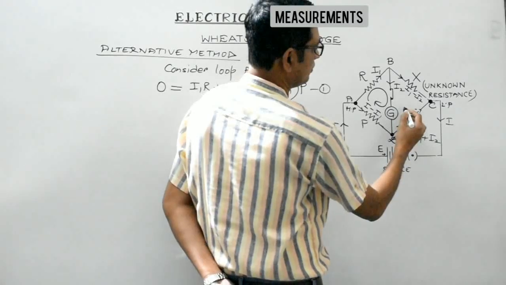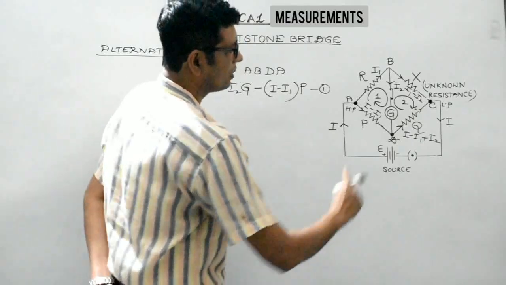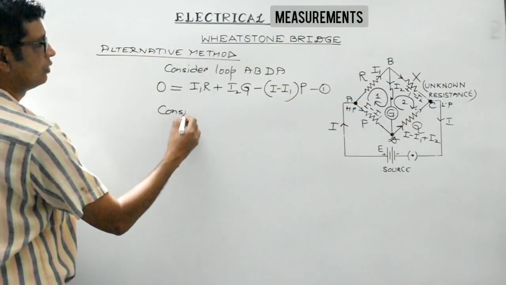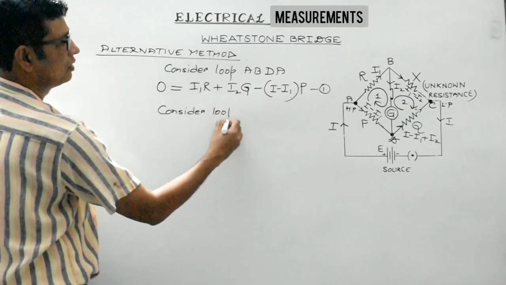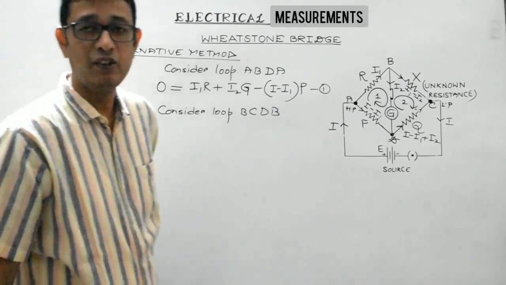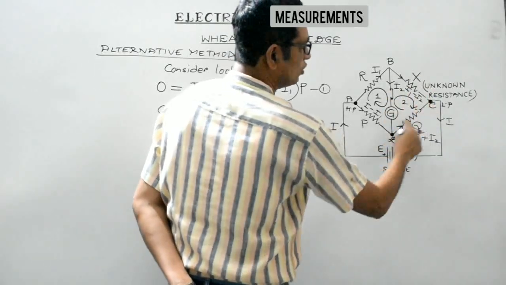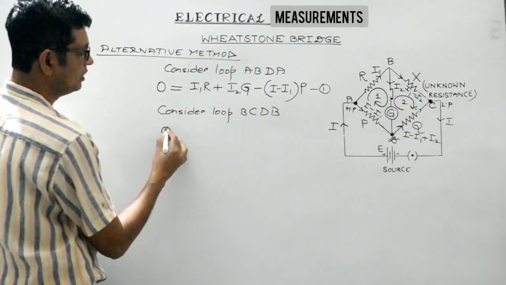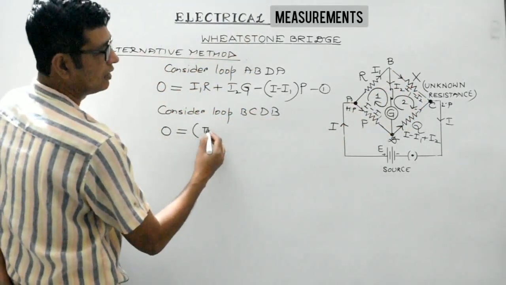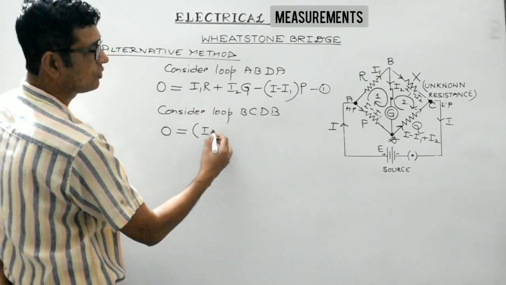Consider this loop. This one is the first loop, this one is the second loop. So I'm considering this loop, BCDB, again in the clockwise direction, so as to obtain the other equation. So consider loop BCDB. Again, let's make use of the loop rule. This is the loop I am considering, it's a closed loop. So no EMF is in this loop. So therefore the net EMF in the loop is 0. And through resistance X, the current flow is I1 minus I2 and in the clockwise direction, so it will be assigned the positive sign.